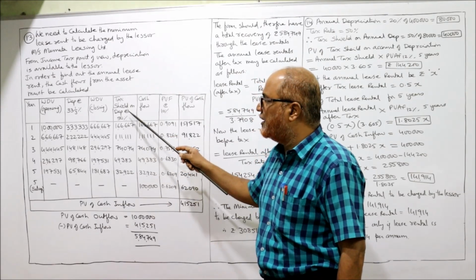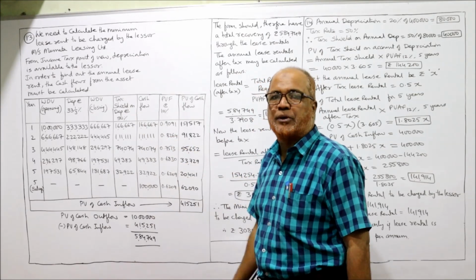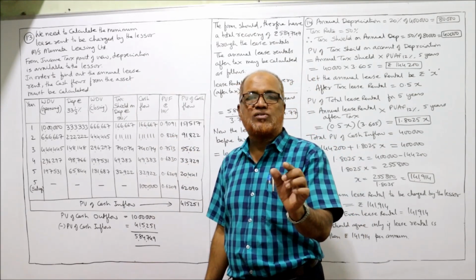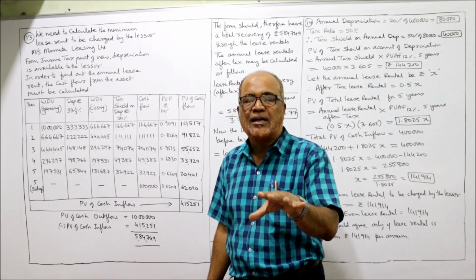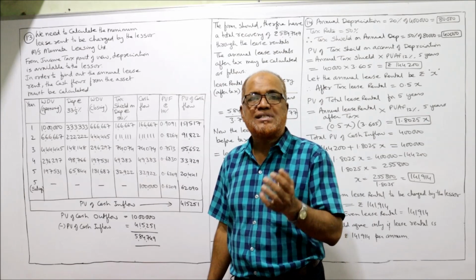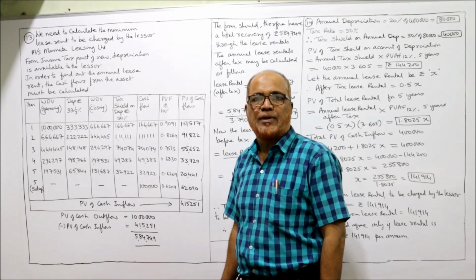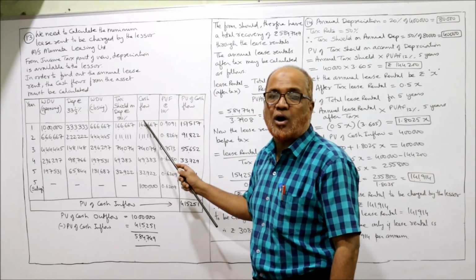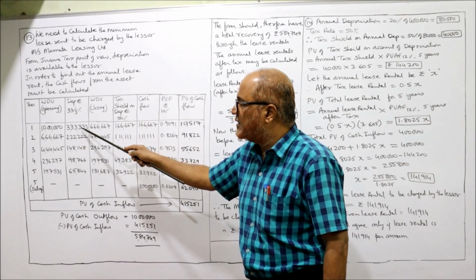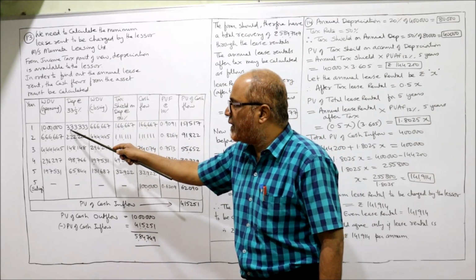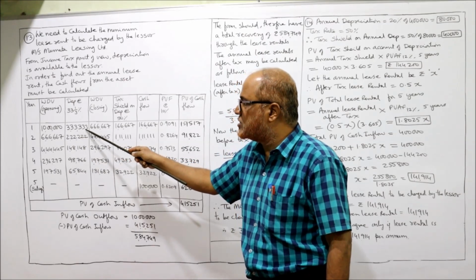Now tax shield on depreciation at the rate of 50%. The tax rate is 50%, so we are going to save. We are having the tax shield saving on account of depreciation. So how much tax saving? 50% of depreciation. How much is the depreciation? 3,33,333. 50% of 3,33,333.